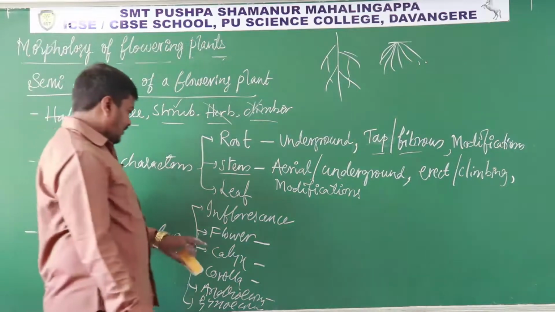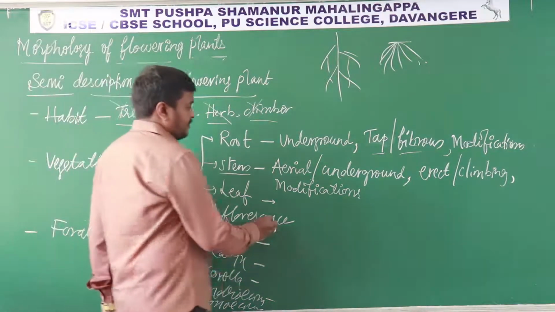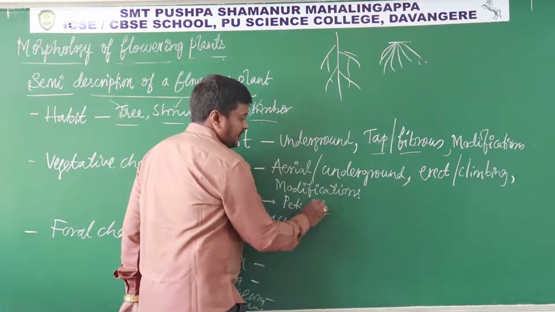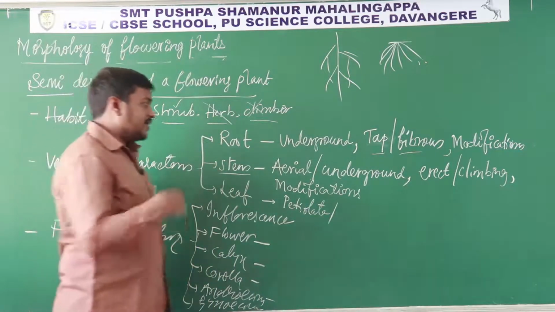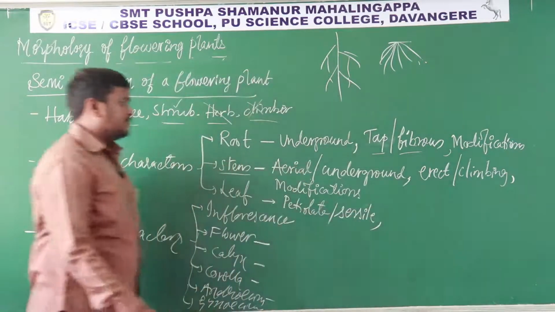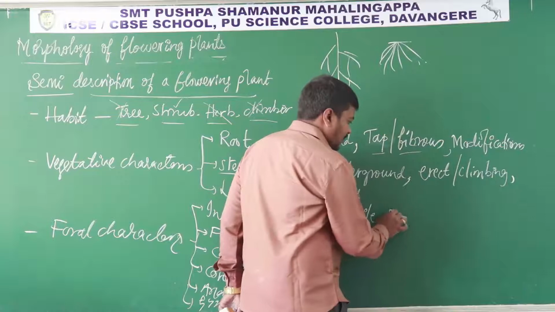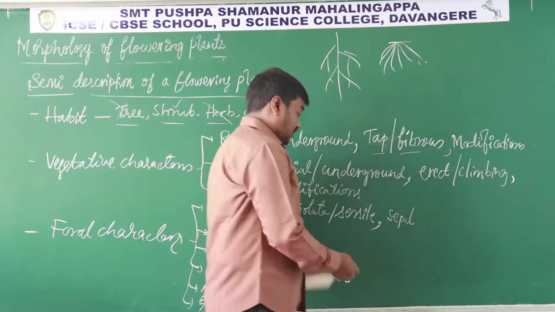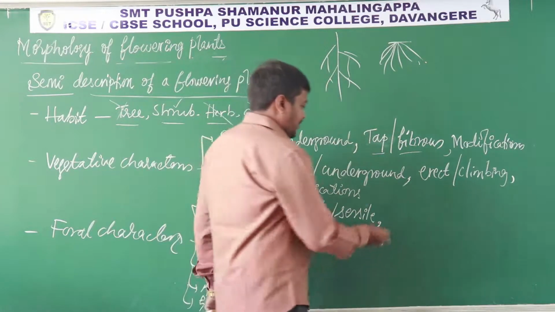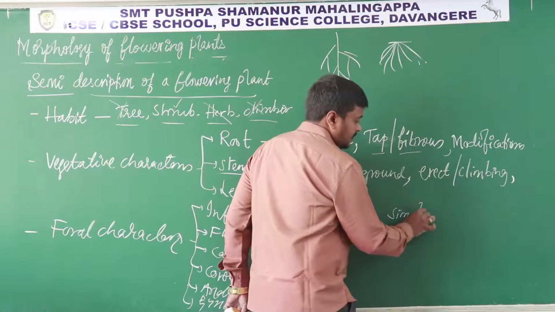Then come to the leaf characters. What are the characters you are going to mention for leaf? First character, whether it has a stalk or not, which is called a petiole. Whether it is petiolate, if there is a stalk, or sessile, if there is no stalk. Then, sepal is a character for corolla, not for leaf. Then whether the leaf is simple or compound.